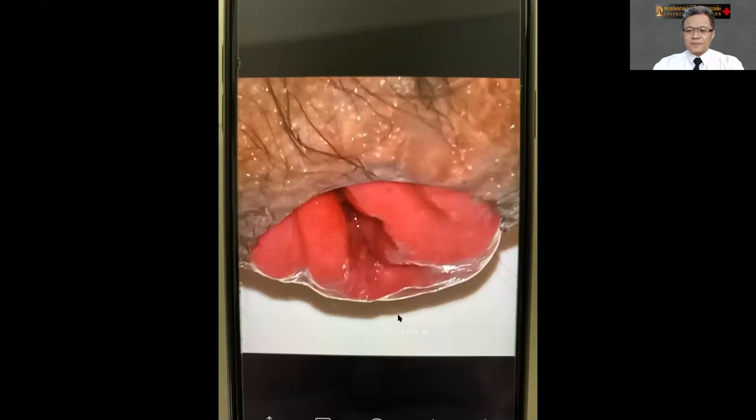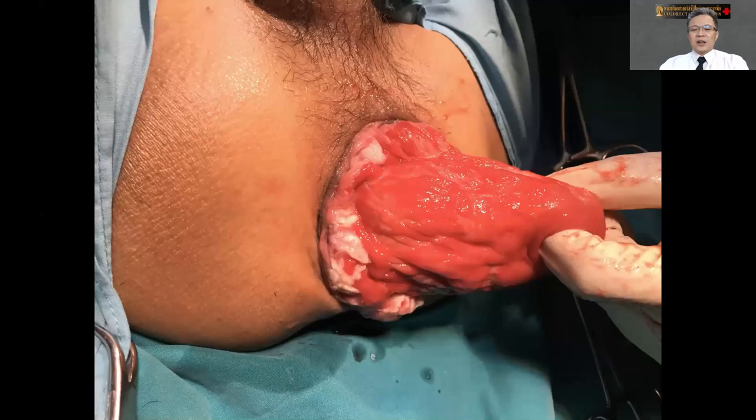Another case is a severe perineal descent, huge, with a spatulas and severe SRUS. He had two operations before. The first one is the Ripstein. The second one is the Altemeier operation.